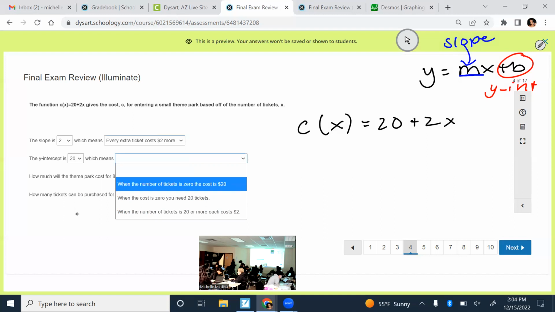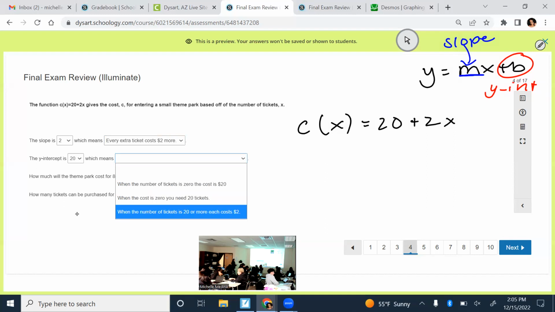So your y-intercept is usually some sort of starting amount or flat fee. So if this gives me the cost for entering a small theme park based off the number of tickets, that sounds like an admission price. So when the number of tickets is 0, the cost is 20. When the cost is 0, you need 20 tickets. That doesn't make sense. And when the number of tickets is 20 or more, each ticket costs $2.